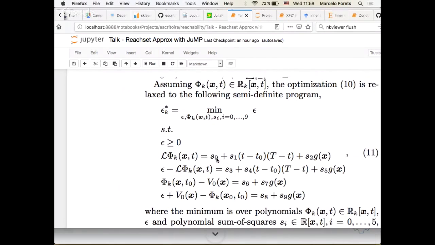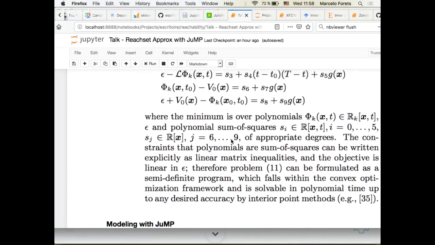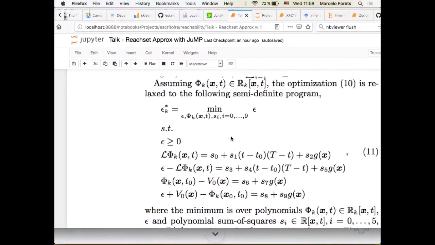We can check the details. So essentially, one would like to solve this problem, and one knows that for an increasing value of the relaxation order k, the solution of this problem converges to an under-approximation of the exact reachable set, and one is also able to get an over-approximation. So this is the problem that I'm going to solve now. You have a minimization, you have these constraints, and S0, S1, and so on have to be sum of squares polynomials.